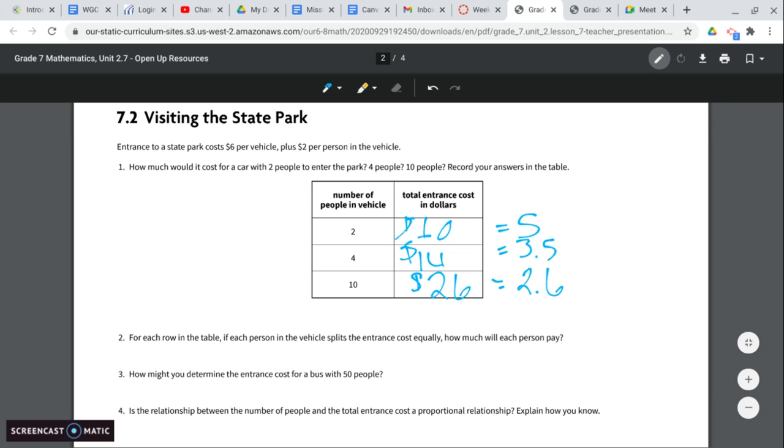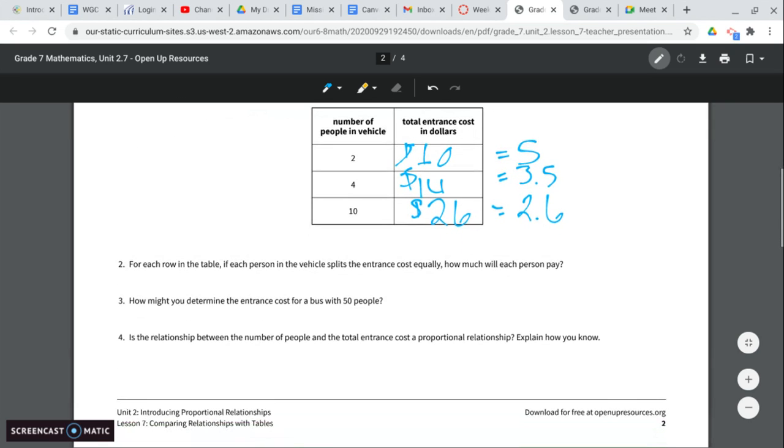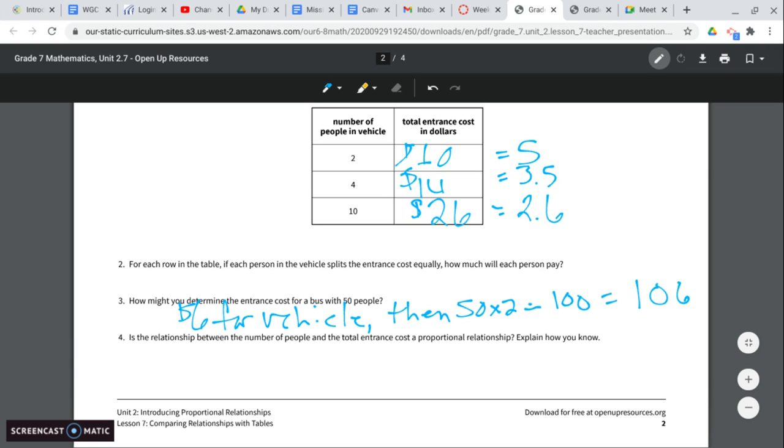So obviously we know it's still going to cost that initial $6 for the vehicle. Then 50 times 2 is 100, which will give us $106. Is the relationship between the number of people and the total entrance cost a proportional relationship? No, this is not proportional.